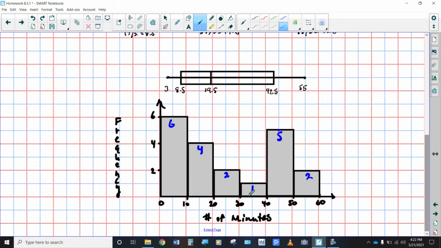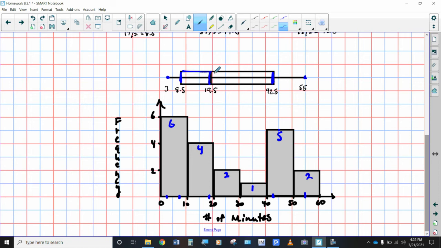So since the histogram references a number line that's counting by tens, essentially, in the x-axis, in the horizontal axis, we can use that number line for a box plot as well. So 3 would be right around here. That's this point right there. The 8.5 would be somewhere around here. That's this section right there. The median would be right around there. So there's our median, 19.5. 42.5 is halfway between 40 and 45, so it's going to be right there. And then your maximum 55 is right here.